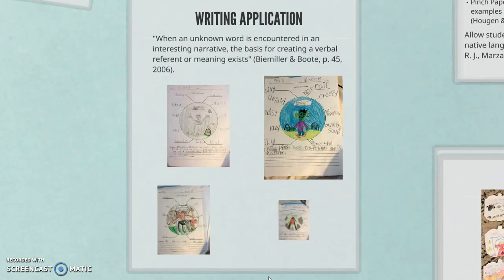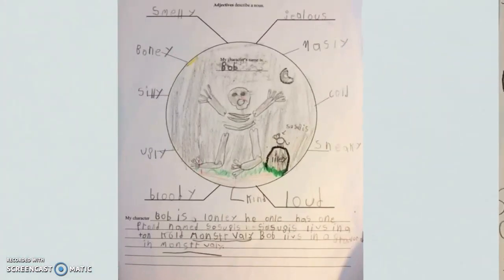So then the unit began after we really dove into adjectives and character traits. Students actually created a pre-write of their character. I wanted them to really plan using adjectives that made sense for their character. And here you can see that they were really trying to apply some of the adjectives that we were talking about to describe their character that they would make a story about.